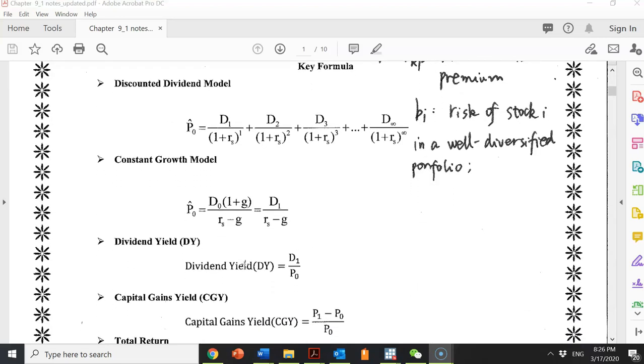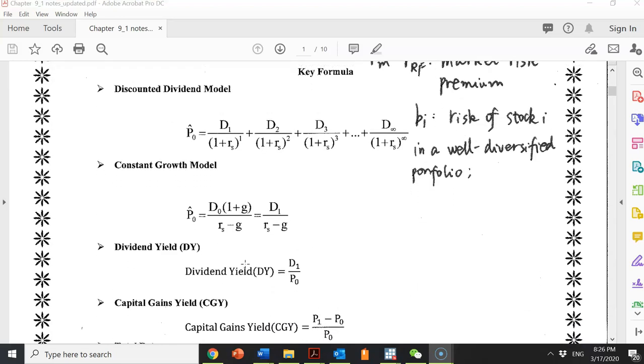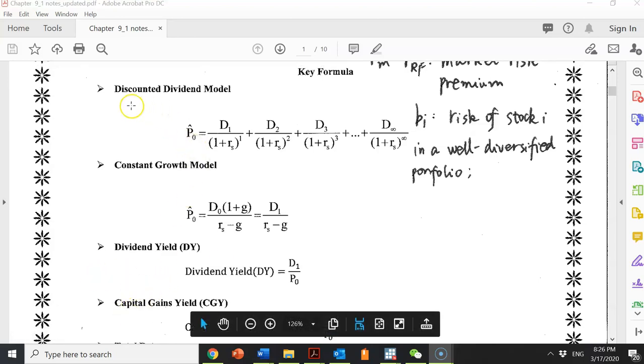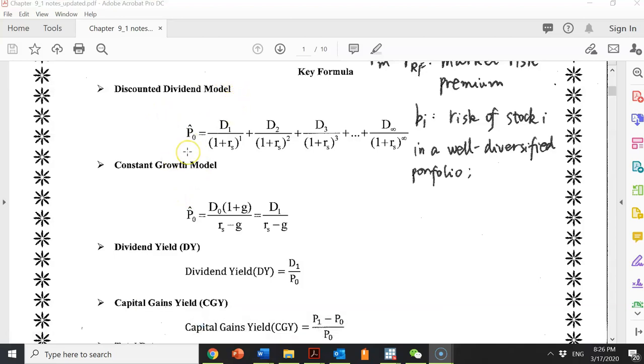So the key formulas for today would be discounted dividend model. The first general model where we discount all the dividends we get from the stock, discount them one by one. So we have the stock price P0 hat, estimated stock price. We have the constant growth model version of this discounted dividend model where we have g as the growth rate for all the dividends.